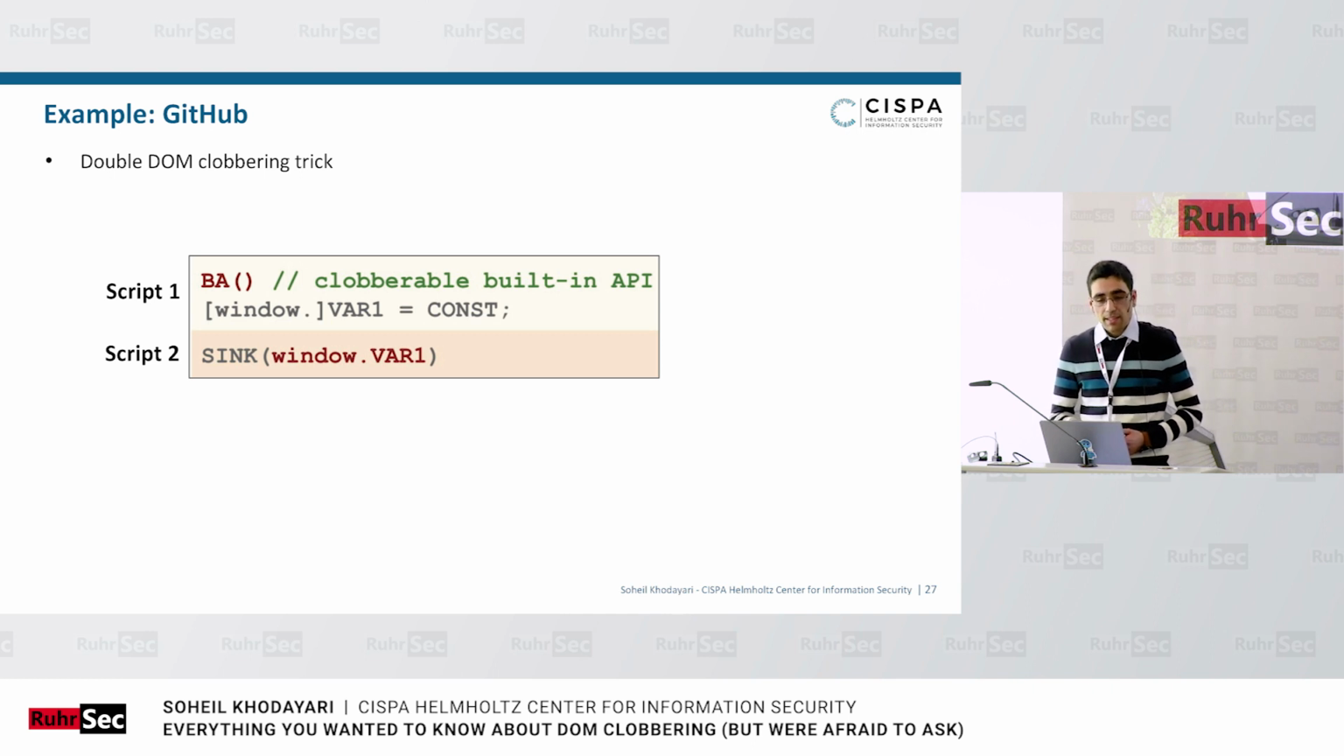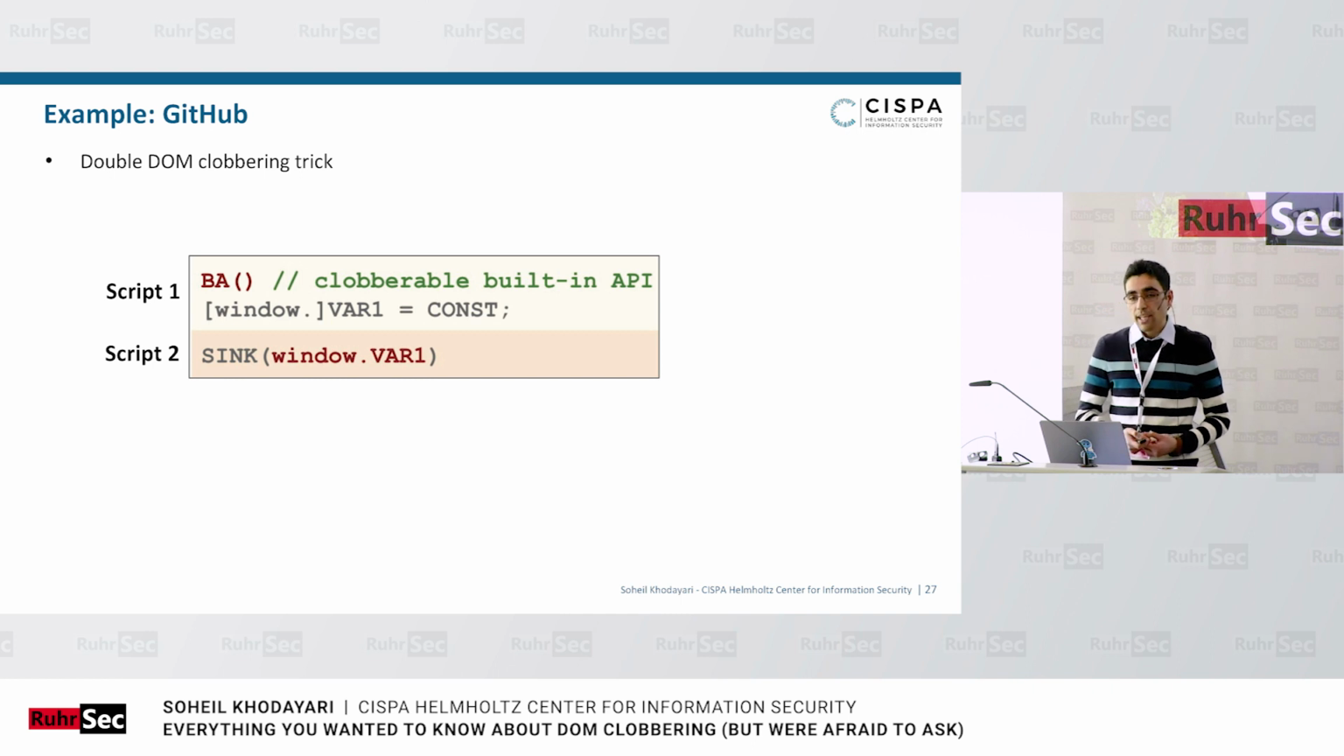So what happens is that if an attacker clobbers this native API, which is a method, then that method from then onwards will refer to a node in the DOM tree, which is not a function. So because this is not a function anymore, this will cause a breakage in the first script. The browser will stop parsing the rest of the script. So the variable that the developer defined will actually go undefined. And because this is undefined, then in the second script, window.var1 can now be clobbered.